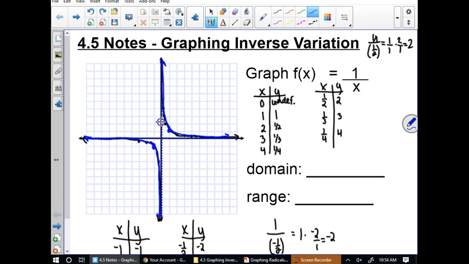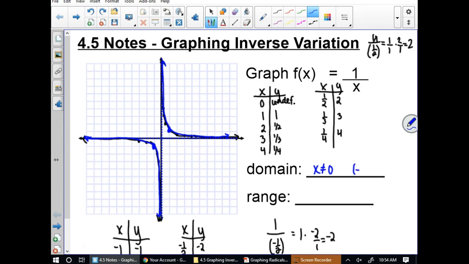So, for the domain for this, when we're thinking domain, we're thinking about what x values we have. There is only one x value where we've got nothing. What is it? It's 0. When we tried to plug in 0, we got undefined, right? So, the domain here, you can write it two ways. I prefer this: x cannot equal 0. So all real numbers except for 0.